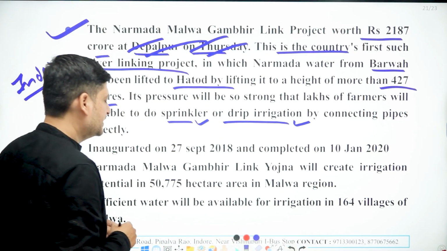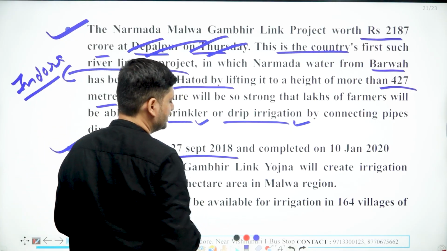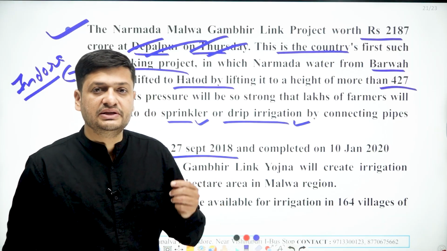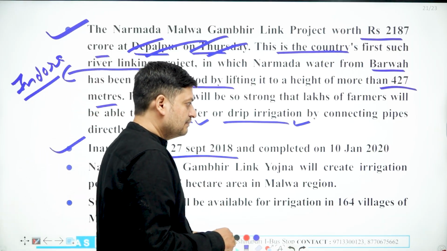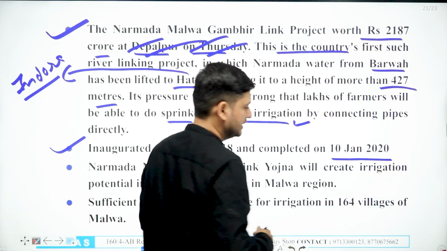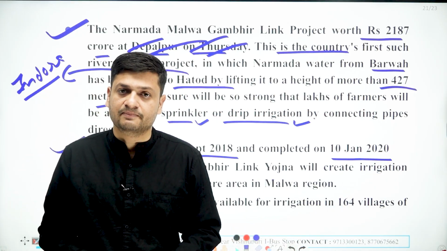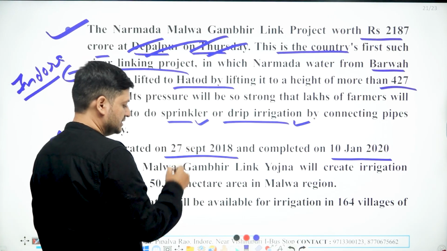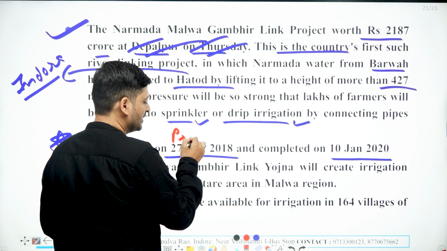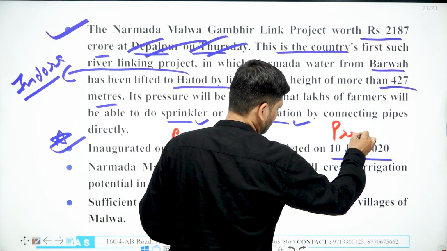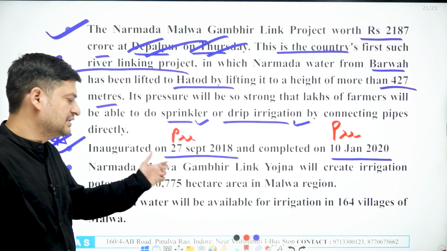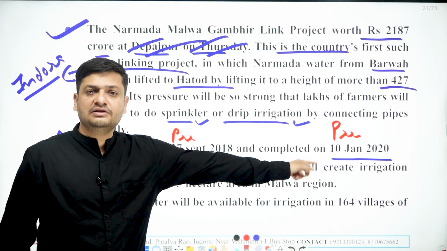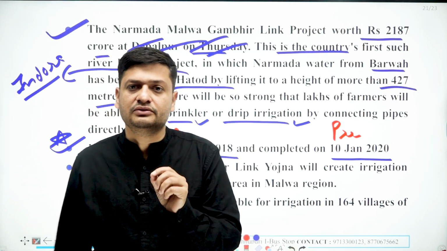The project was inaugurated on 27th September 2018, please do remember the date, and completed on 10th January 2020. Please do remember these dates. These facts can be asked in your pre-examination. Both these facts are relevant for your prelims: it was started on 27th September 2018 and completed on 10th January 2020.